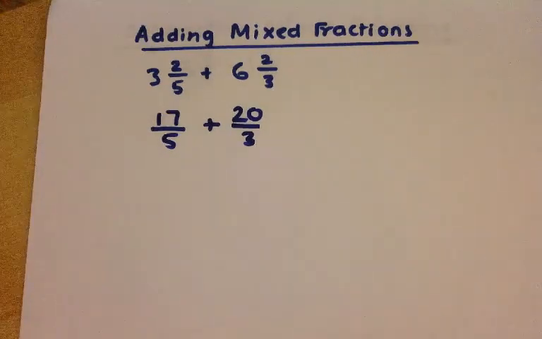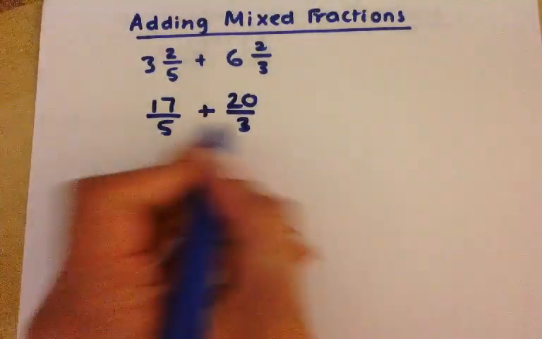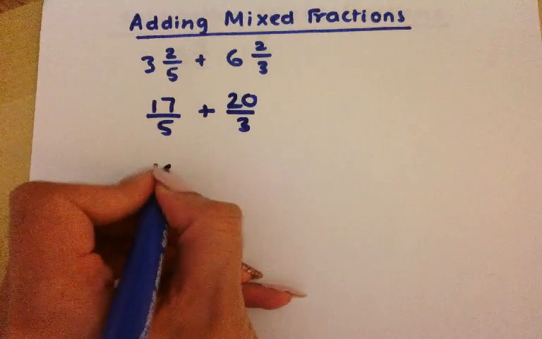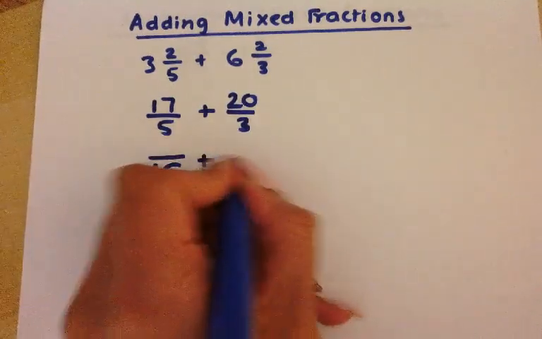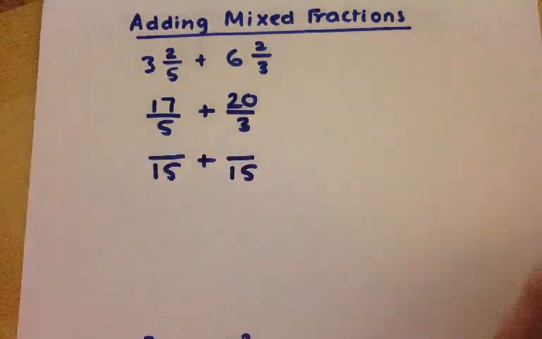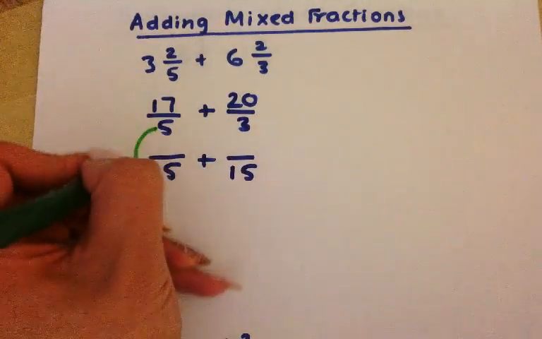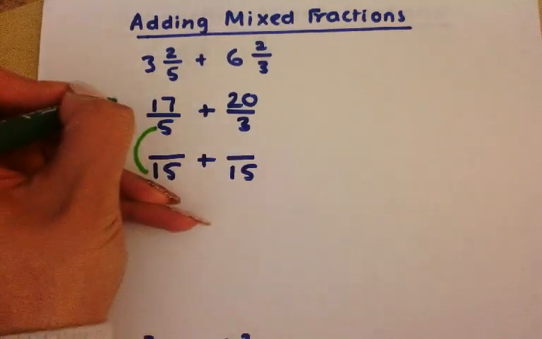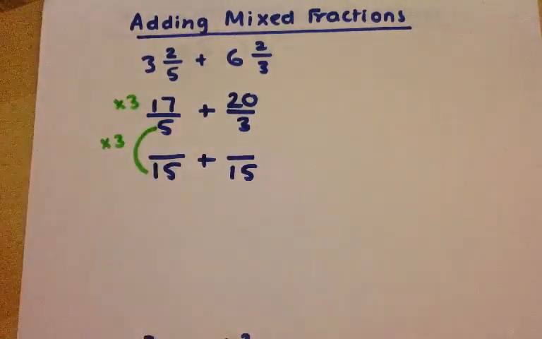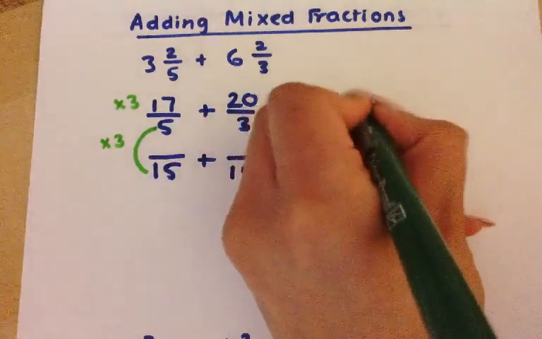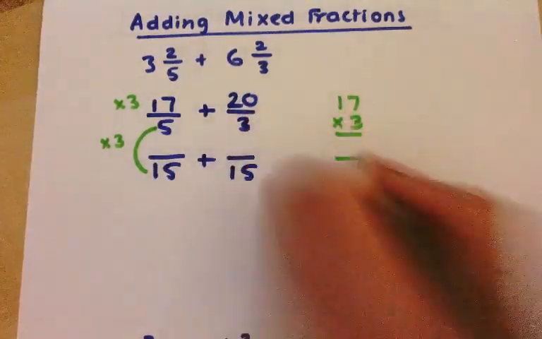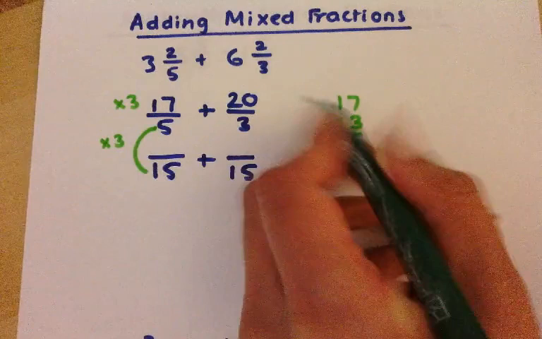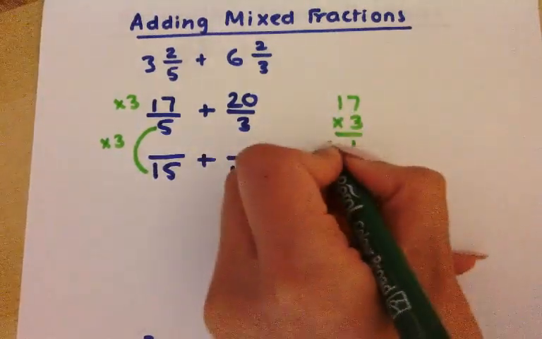Then I need to find a common denominator, so I can just do 5 times 3, so I'm going to get that ready, which is 15. And I need to find the numerators, so I need to compare the denominators. How do I get from 5 to 15? Times by 3, and I need to do the same to the top to get an equivalent fraction. So 17 times 3, 7 times 3 is 21, 1 times 3 is 3, add on the 2 is 51.